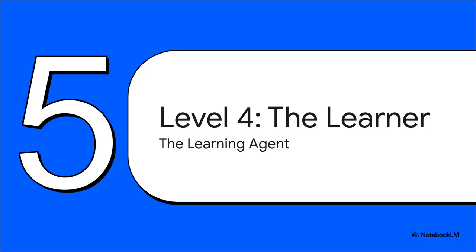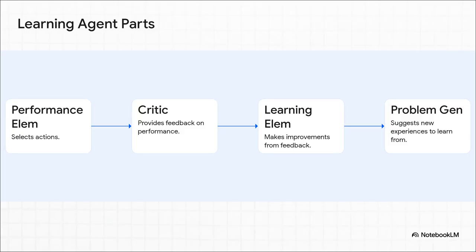And this brings us to the final boss, the pinnacle of our build. Level 4, the learning agent. This is the one that can adapt, the one that can improve, the one that can figure things out all on its own. Okay, the internal workings here get really, really cool. Imagine there's a little team of 4 experts working inside this AI's head. First, there's the performance element. That's basically the agent we've already built. It's the part that actually does stuff.